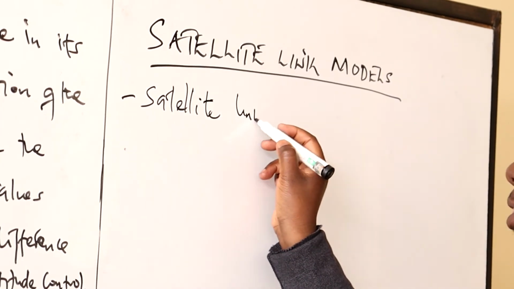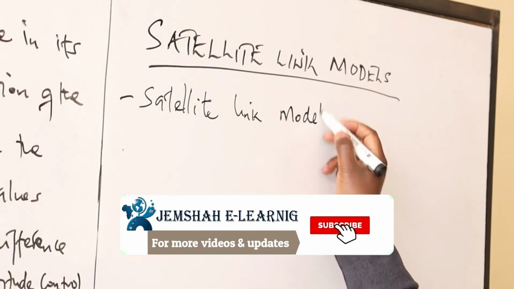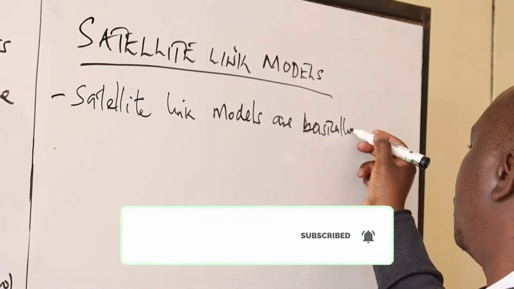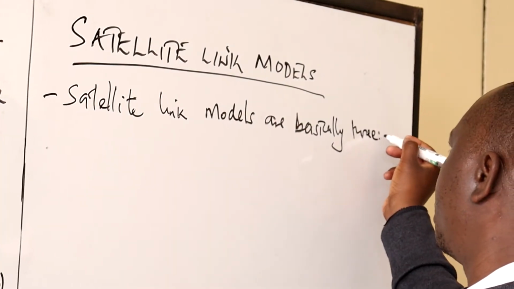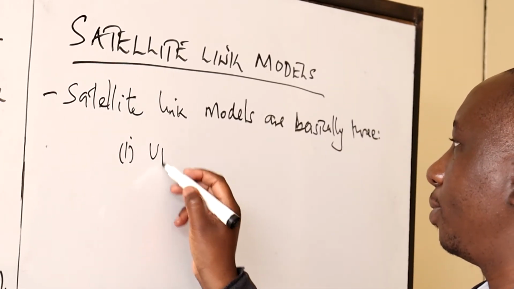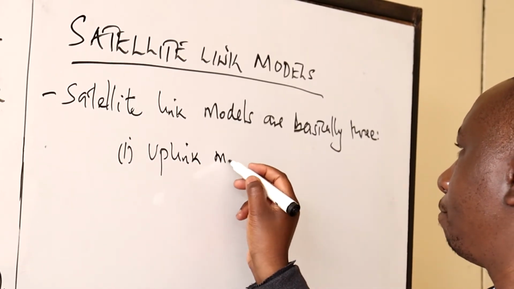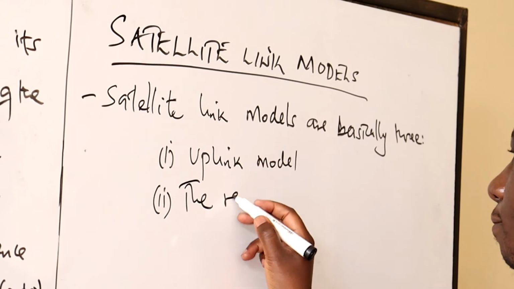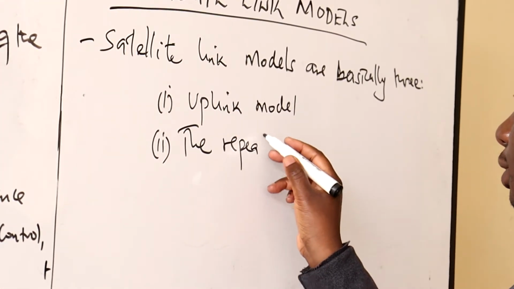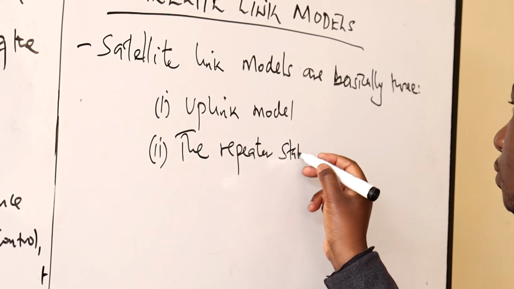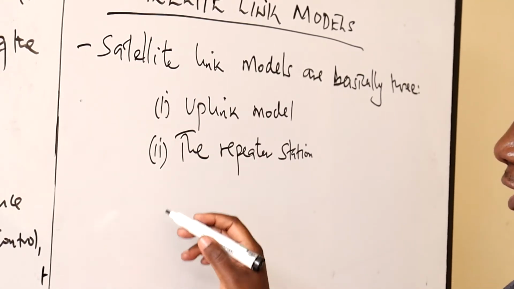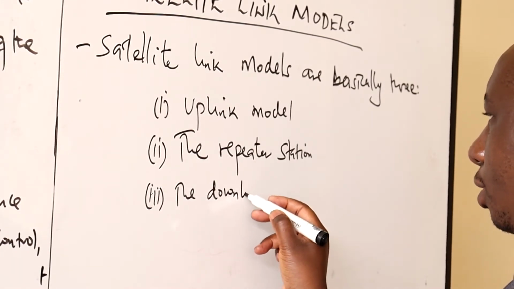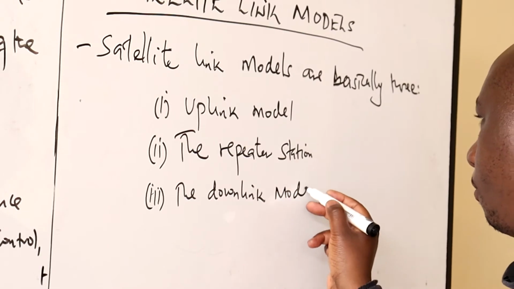Satellite link models are basically three. Roman 1, the uplink model, Roman 2, the repeater station, and Roman 3, the downlink model.